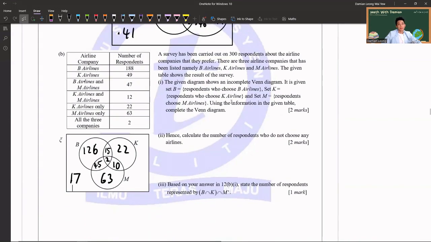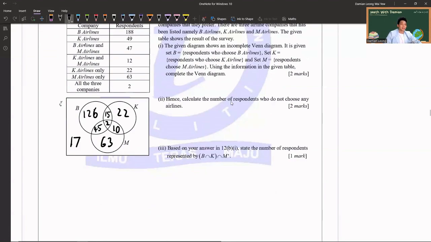Then, calculate the number of respondents who do not choose any airlines. Basically, it's 17. Okay, that is what I just counted here: 300 minus 126 minus 15 minus 22 minus 45 minus 2 minus 10 minus 63, which is 17.